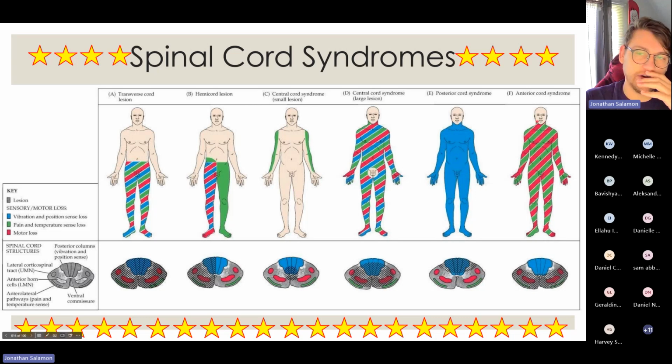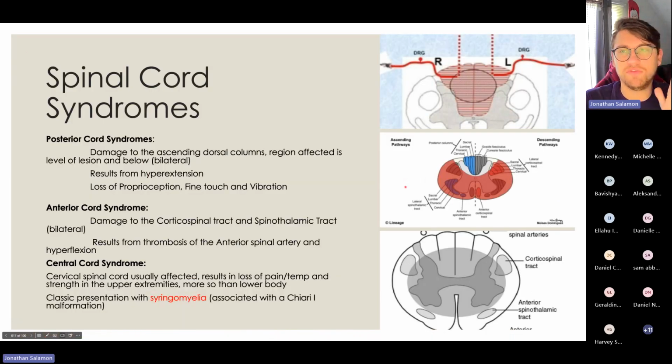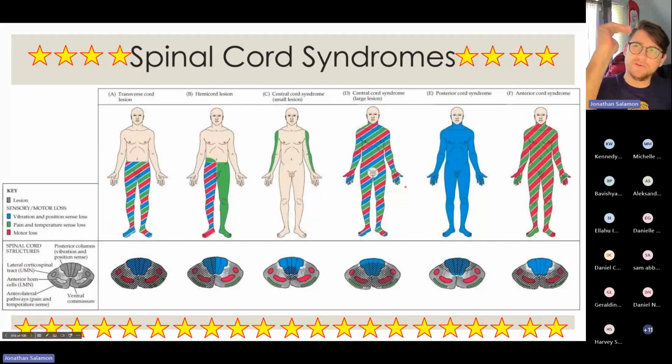Please remember for anterior and posterior cord syndromes, remember the difference between hyperflexion and hyperextension. Generally, you're closing on the one that's damaged. So for anterior cord syndrome, you're hyperflexing, and for posterior cord syndrome, you're hyperextending. This can also be trauma. You can also get occlusion of either the anterior or posterior spinal arteries that supply the spinal cord.